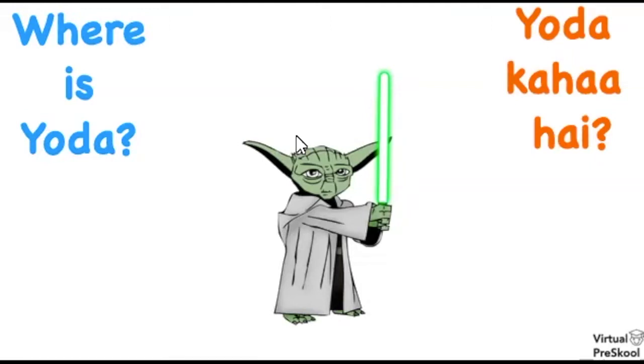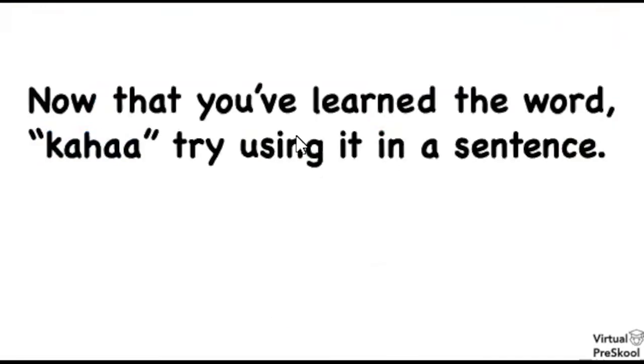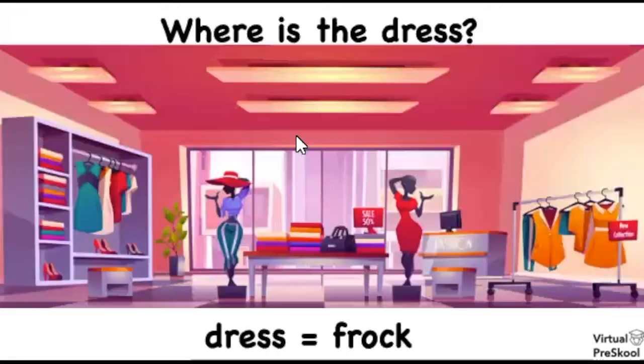So let's review this now. We've talked about the first word and the last word in a Hindi sentence. The first word in a Hindi sentence is the subject of the sentence. The subject of a sentence is the animal, object, or person that the sentence is about. And in Hindi, the last word of your sentence is the verb. The verb is the action word. It's the word that's doing something in the sentence. So in this case, hai is our verb. Yoda kahan hai. So now that you've learned the word kahan, let's try using it in a sentence.